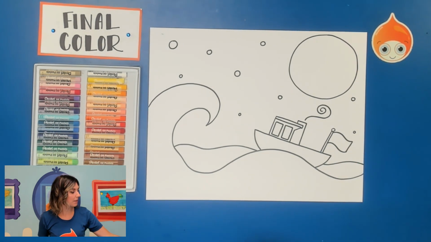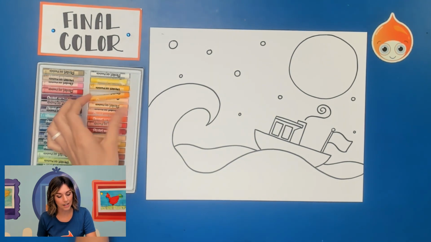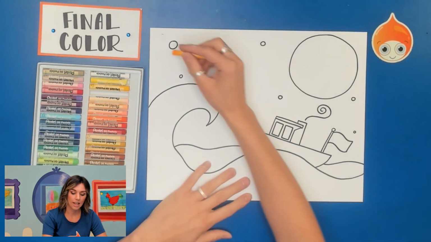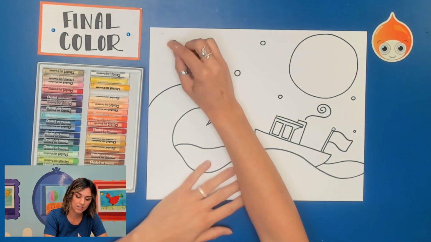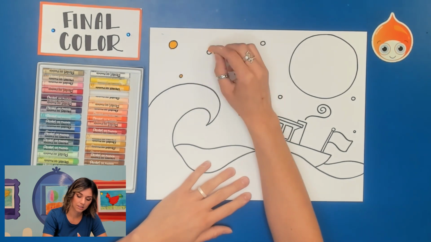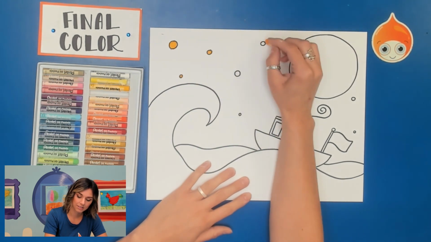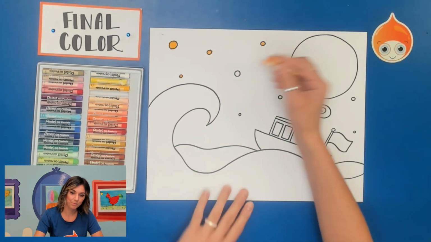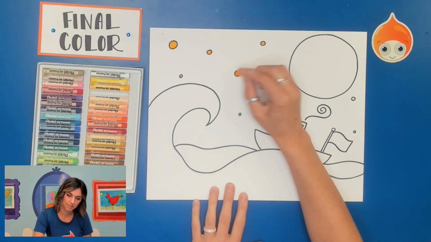We will be using watercolor on our picture. Let's go ahead, let's pick a color for our stars. I'm going to be going for this nice kind of a yellow-orange color. And I'm going to fill in my stars. So that way I can see them.